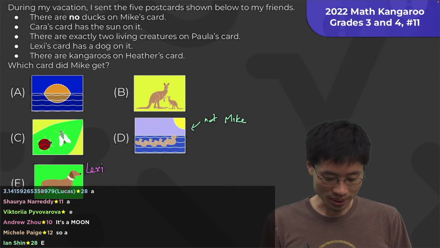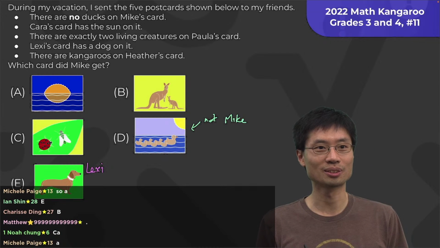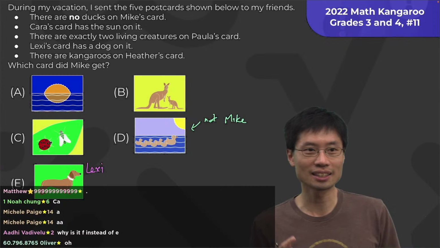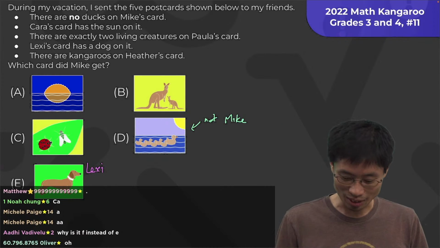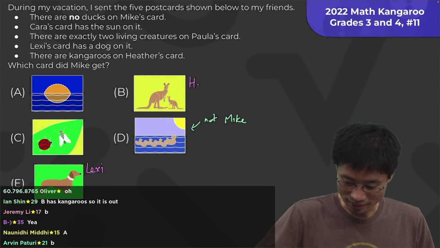There are kangaroos on Heather's card. Oh, is there only one card with kangaroos? I think there's only one card with kangaroos. Which is that? I think that's B. B is kangaroo. I like it. All these people are participating in the chat. So Heather is this one.